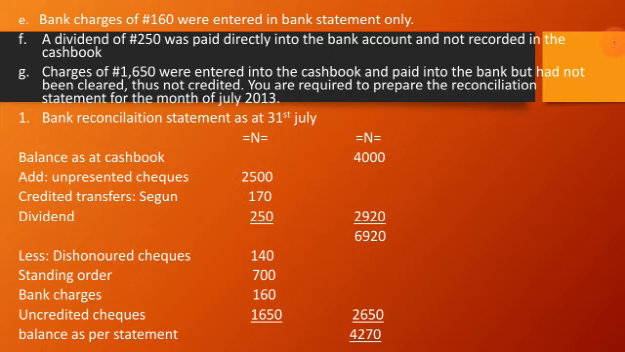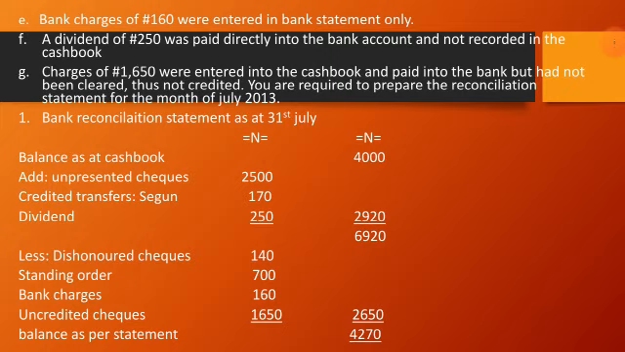Now, to do this, you have to apply the reconciliation statement starting with balance as per cash book. If you look at the question, our balance as per cash book is given to us as 4,000 naira. So you write out the 4,000 naira balance on the credit side. Then you go on to the next stage. Now you have to add your unpresented checks.